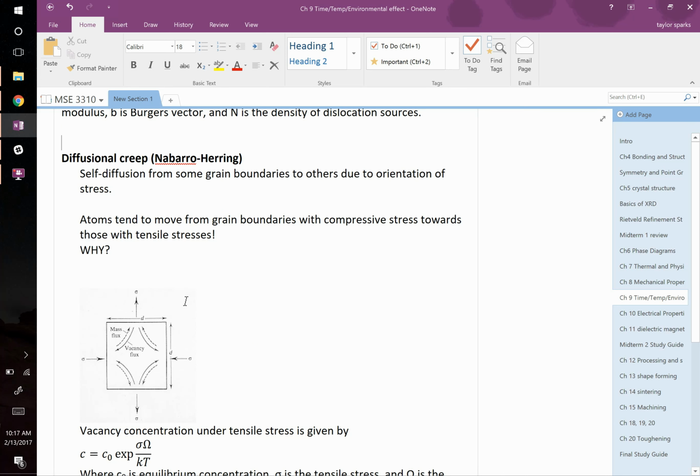So atoms, we're going to find out, tend to move from grain boundaries under compression towards grain boundaries under tension, right? So you've got this example here. I apologize, it's hard to see, but you're pulling this thing, right? If you're pulling it and you've got a compressive stress going that way, then we just said atoms move from grain boundaries with compression. So atoms over here move towards regions of tension. And why on earth does that happen?